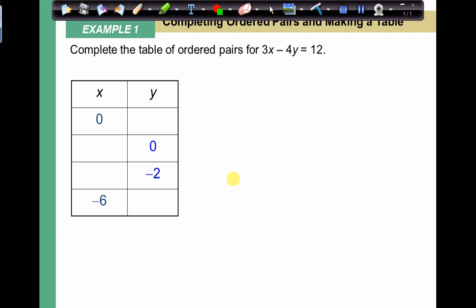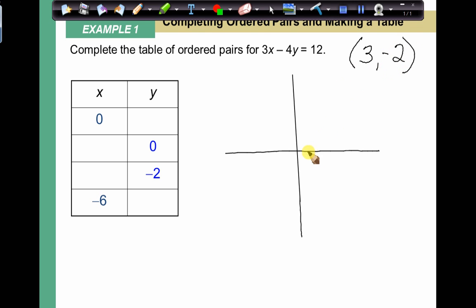Complete the table of ordered pairs for the equation of this line. Okay, so let's go over a quick review of lines. Remember, lines are graphed on a Cartesian plane, and for example, if we wanted to plot the points, the ordered pairs have the x and the y, x first and then y. This would represent 3, so the x-axis is the horizontal axis, 3 to the right, and -2, 2 down.